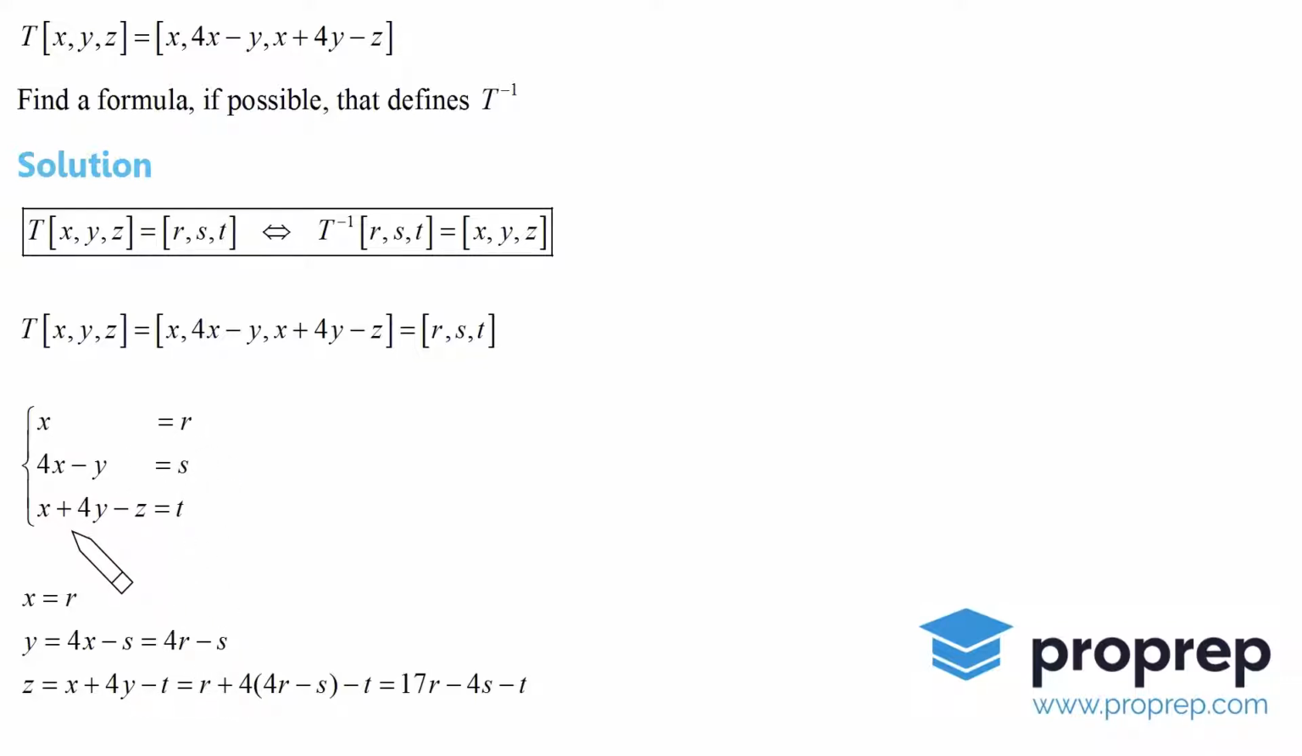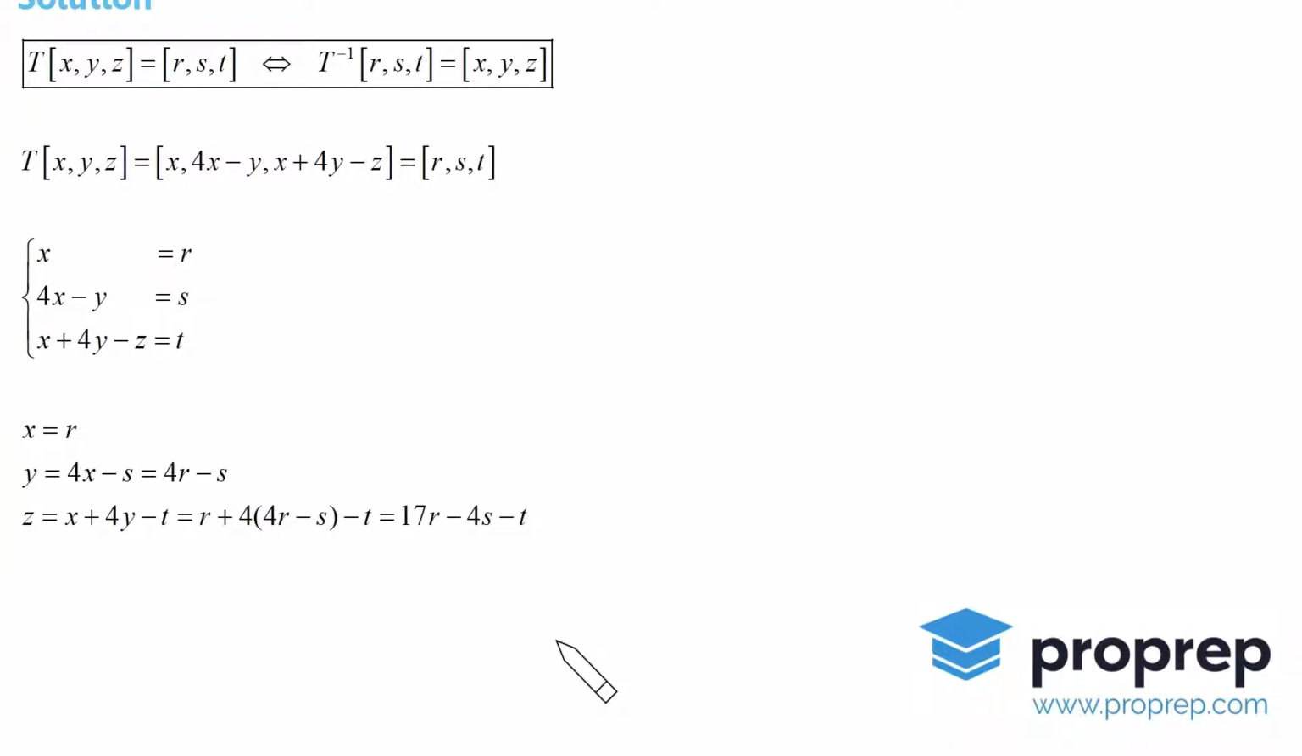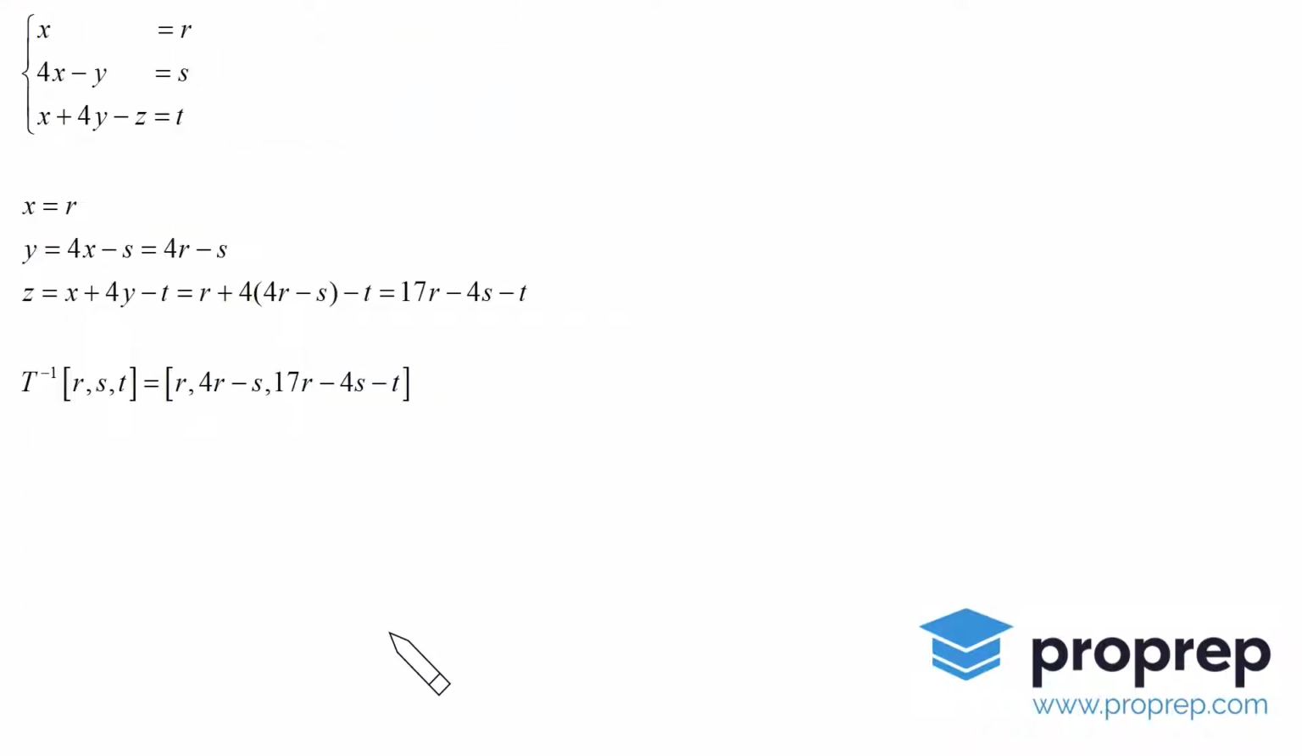And then in the next one, we've got z as equaling x plus 4y minus t, but we already have x and y, so we plug those in, so then we get z in terms of r, s, t. So we've got x, y, and z in terms of r, s, t, which means that we can write that T inverse of r, s, t is the x is here, the y, 4r minus s, is here, and the z from here is here.